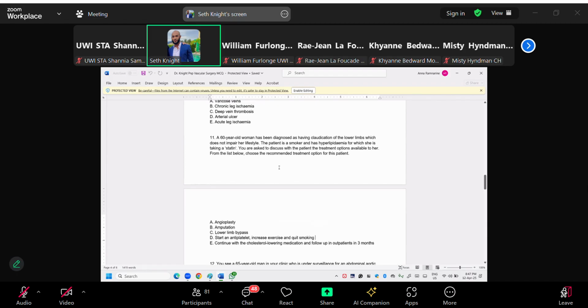Well, we said for intermittent claudication, we do not need to do surgery, so we're not going to do angioplasty, we're not going to do bypass. Obviously, it's claudication, we do not need to amputate her. All right? So the best treatment option for this patient would be to start DAPT actually. We could do single antiplatelet because she's only having claudication. If it was critical limb ischemia, we could start off with DAPT.